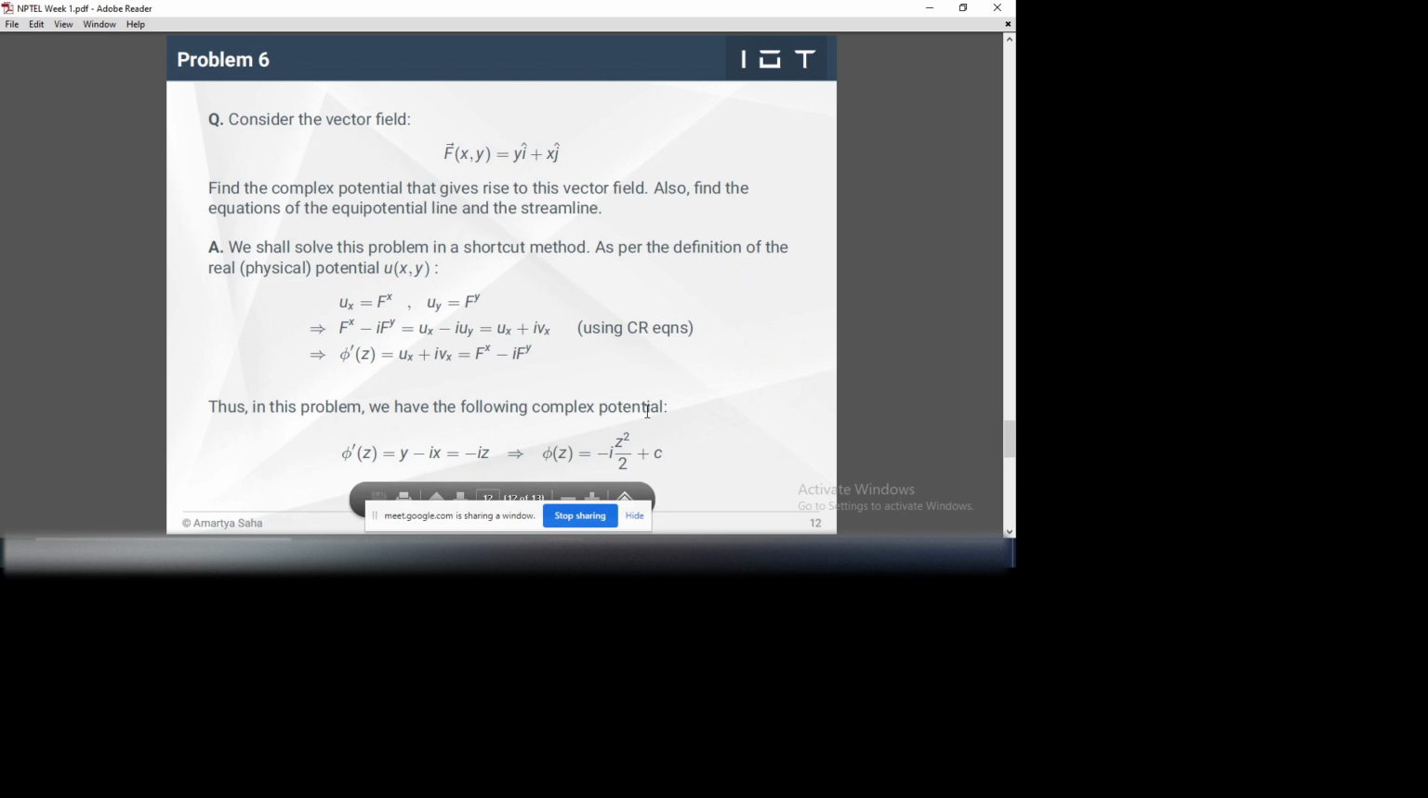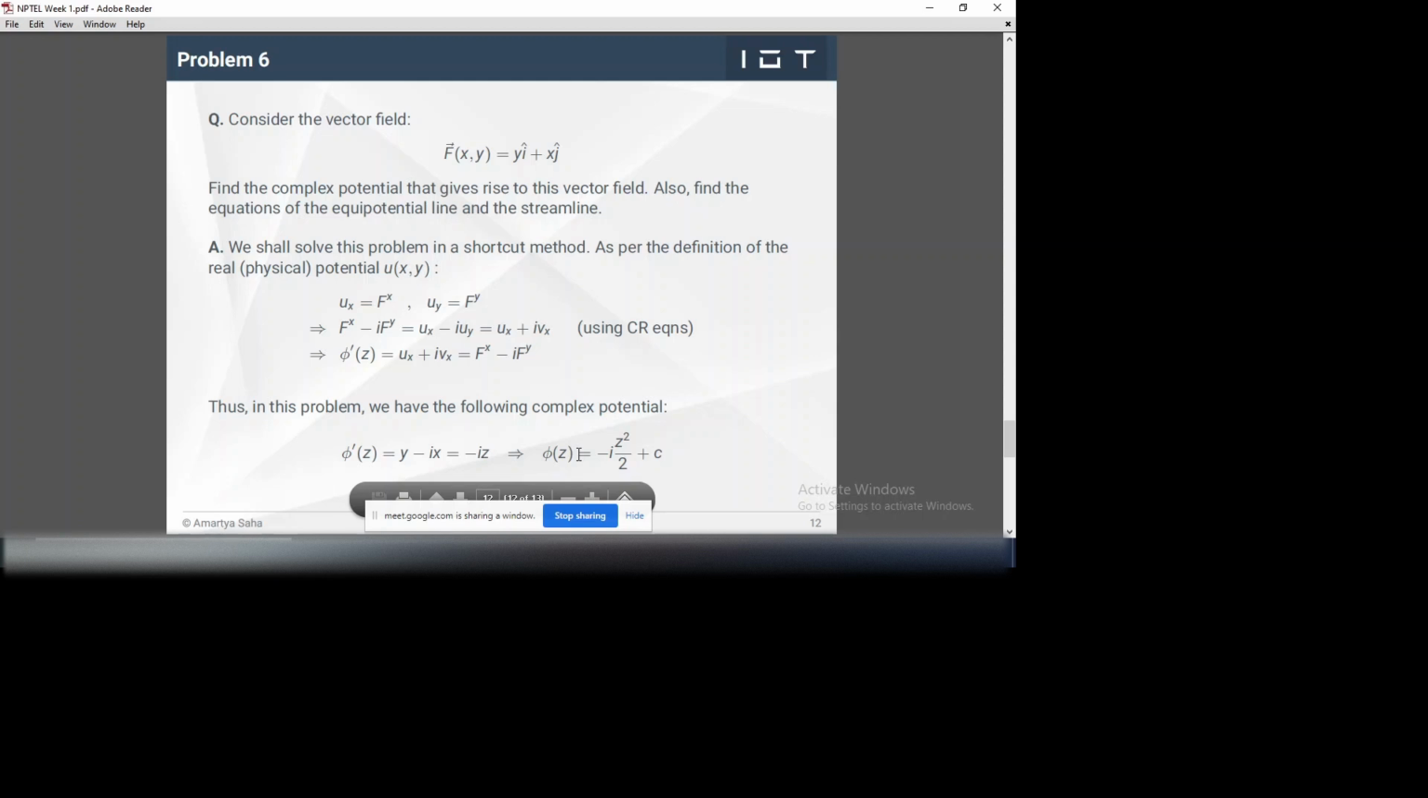Thus, in this problem we have the following complex potential. So phi dash z equals y minus ix. Just substitute from what is given in the question. So fx is y and fy is x. So we substitute y minus ix, and this is nothing but minus iz. So phi dash z is minus iz.